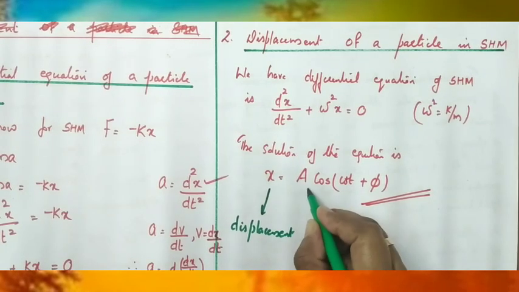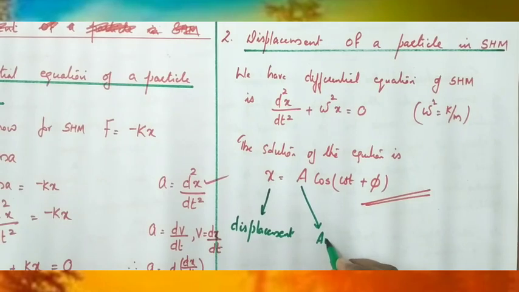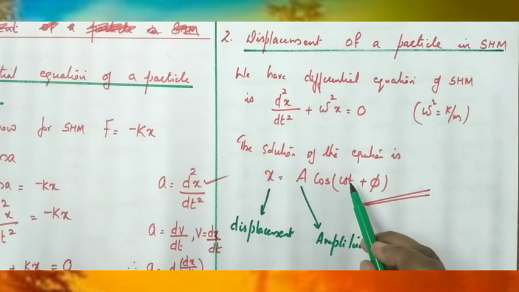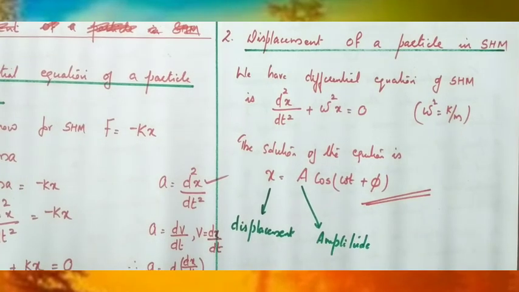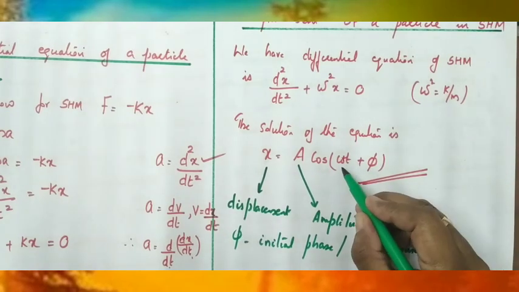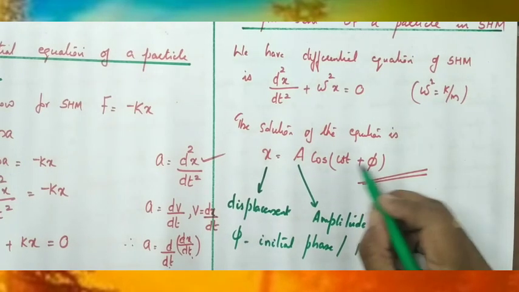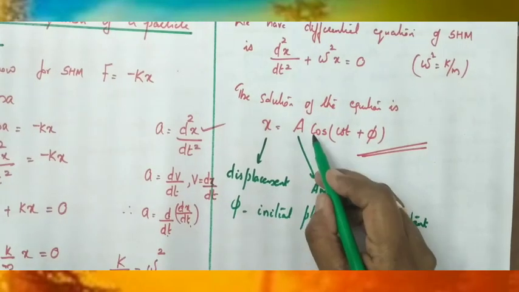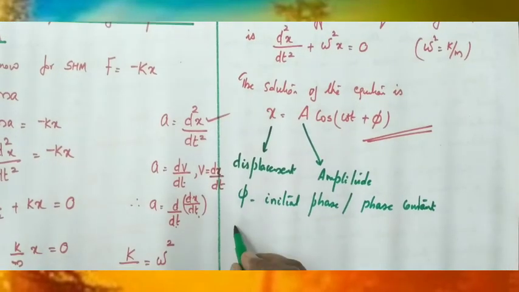A is called the maximum displacement, which is called amplitude. Now omega is called angular frequency, t represents the time. Here phi is called initial phase or phase constant. And here the term omega t plus phi is called phase, the argument of the cos function.